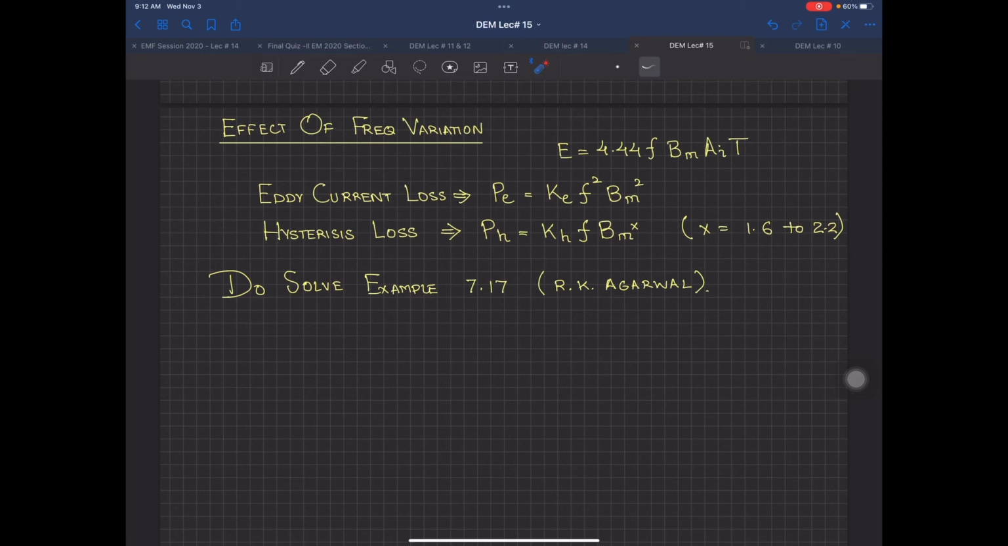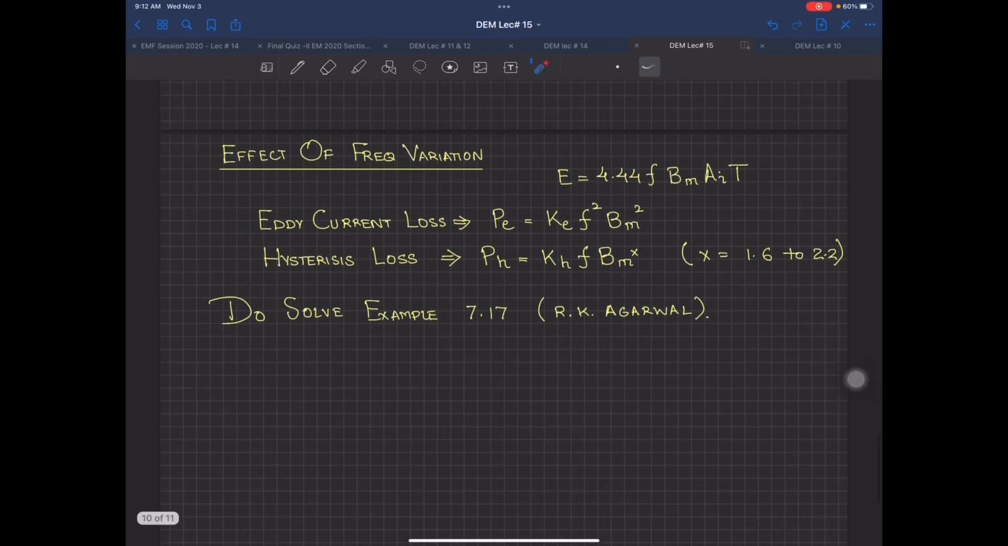These were taught to you there in Fitzgerald. This formula was written: K is the constant for the eddy current losses, and KH depends upon the hysteresis losses or the material. And this Bmax to the power X, so X is actually either 1.6 or 2.2, but normally X is taken as 2 if the material is normal.